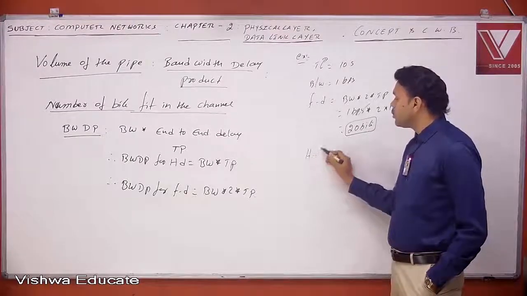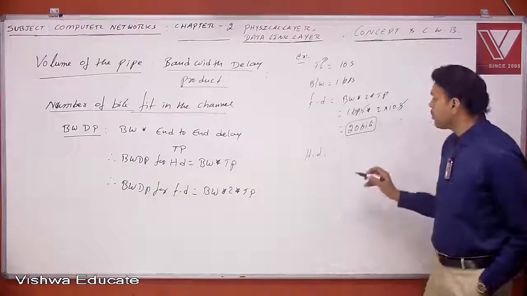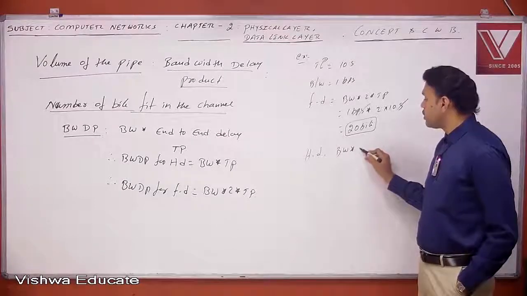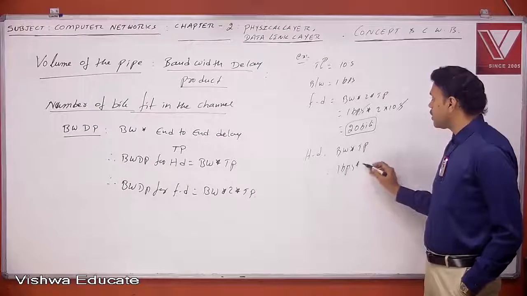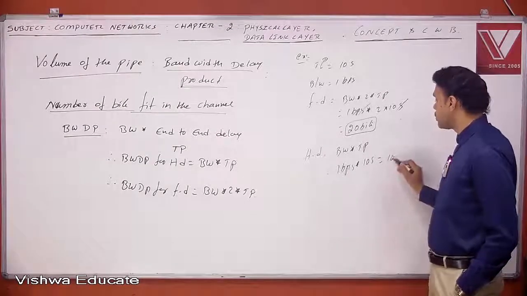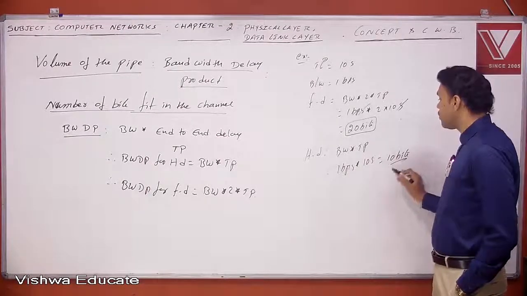If at all it is a half duplex channel, then what will happen? Bandwidth, you simply multiply with the Tp. So 1 bit per second into 10 s. So how many does it go? 10 bits.